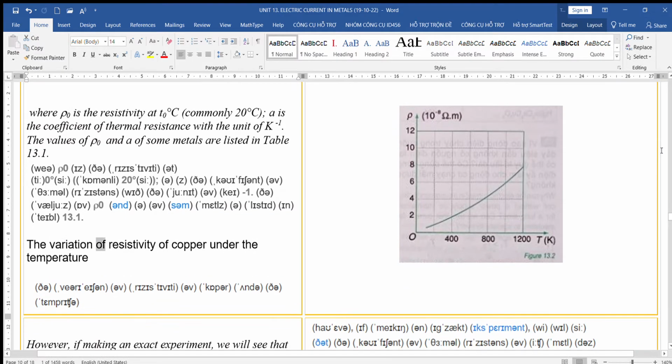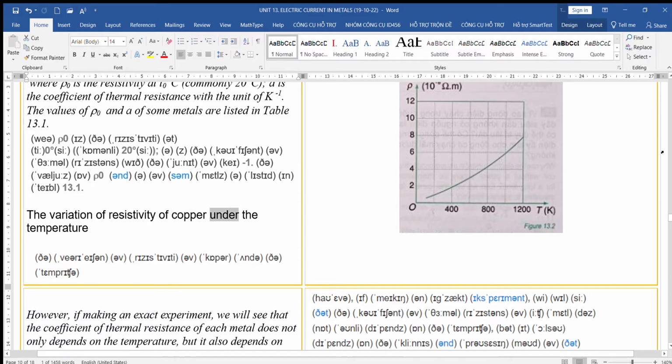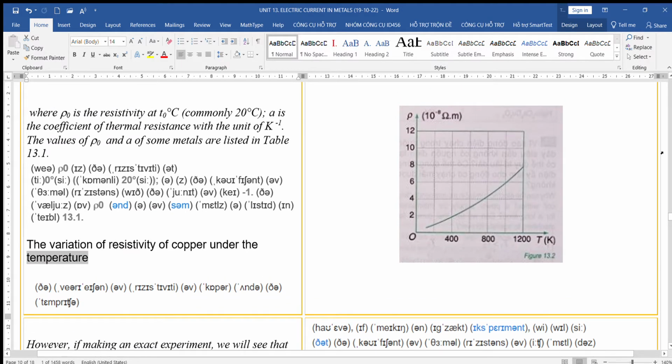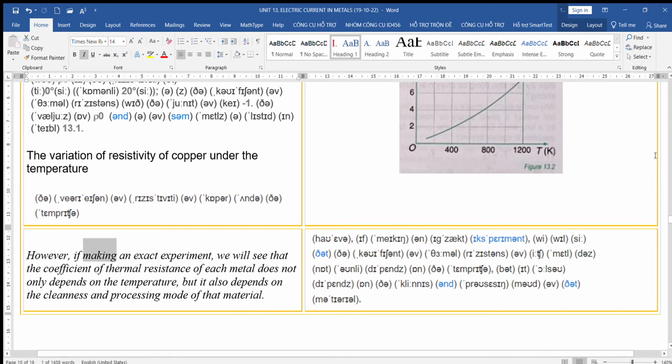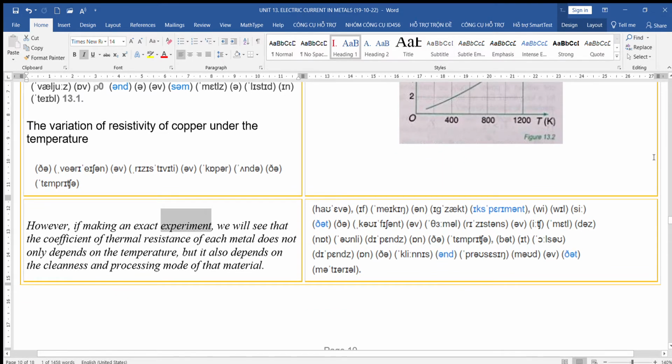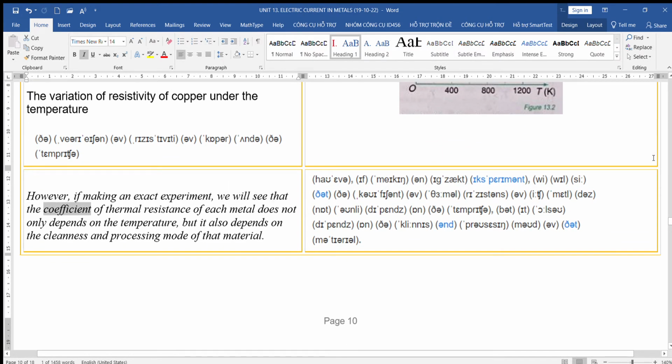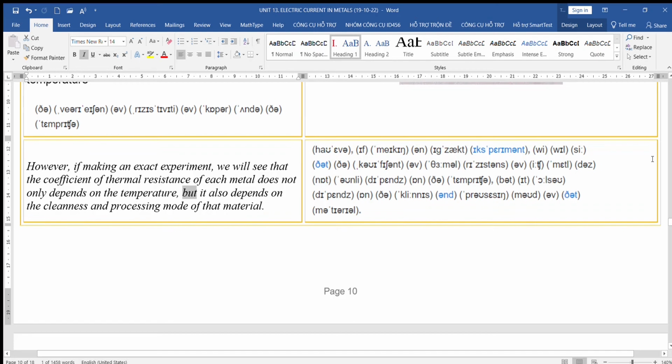The variation of resistivity of copper with temperature. However, if making an exact experiment, we will see that the coefficient of thermal resistance of each metal does not only depend on the temperature, but it also depends on the cleanness and processing mode of that material.